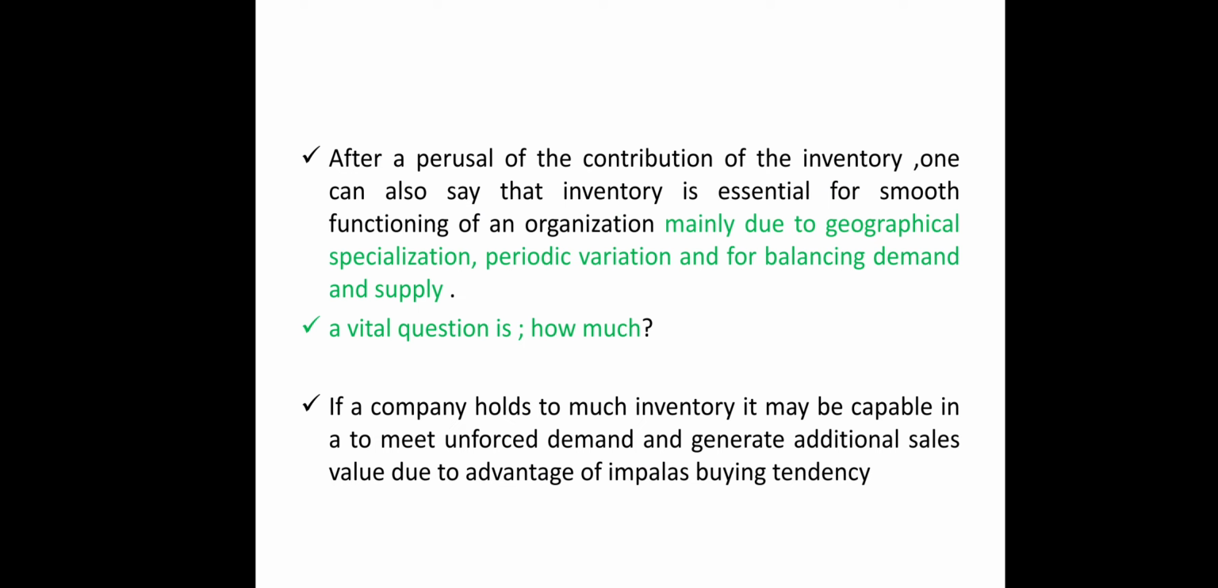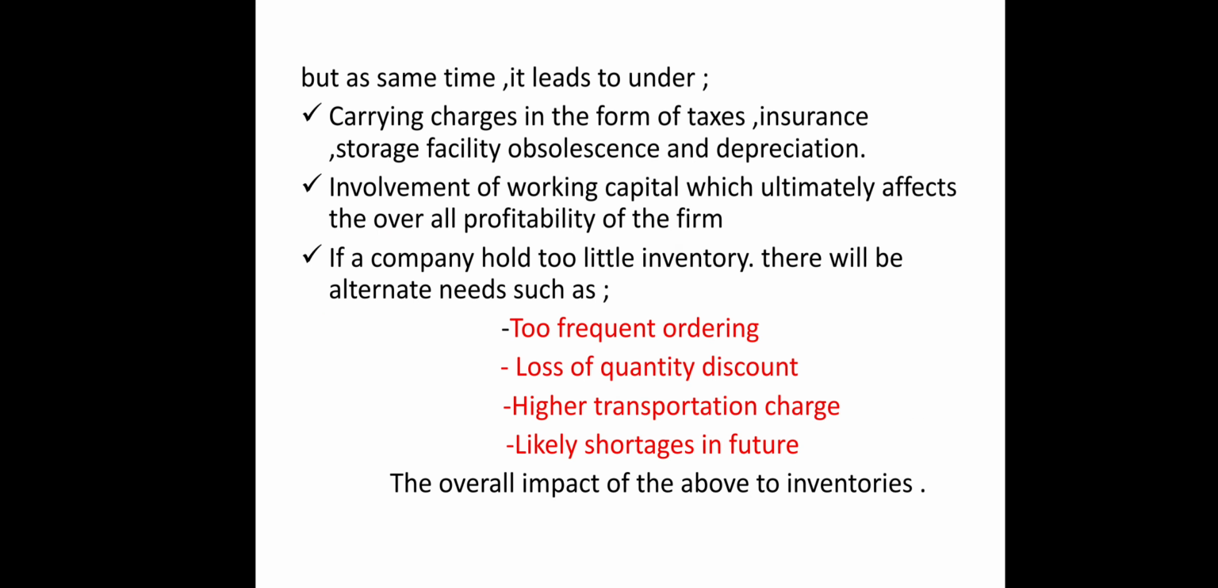After this contribution of inventory, one can also say that inventory is essential for the smooth functioning of an organization. It is obvious that inventory is required for the smooth functioning of organizations. But how much inventory should you maintain? For calculating this quantity, there are different models, such as the EOQ model, which we call economic order quantity, or there is one model that is the ABC model. These are the different models which help determine how much inventory should be maintained.